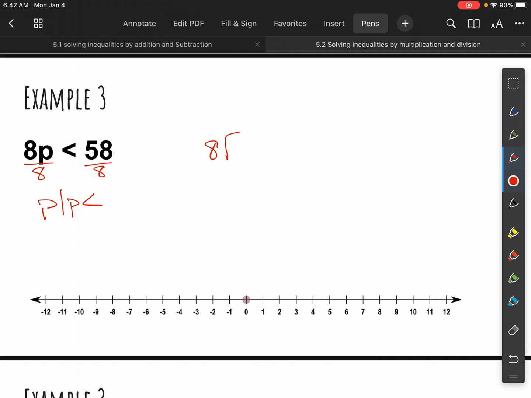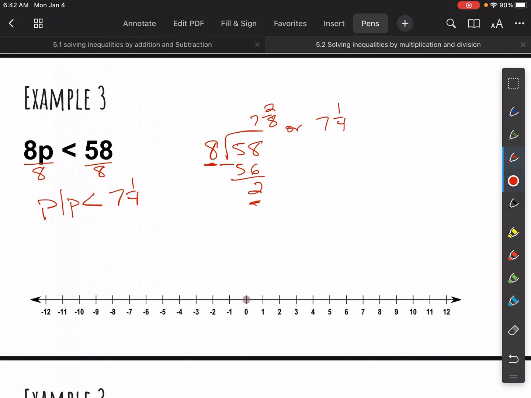Let's take 8 into 58. Okay, 8 goes into 58, I believe 7 times. 7 times 8 is 56. I'm left with 2, so this is the same thing as 7 2/8, right? So there's where I get my 8, that's my remainder. Or that reduced would be 7 1/4. Okay, so the p values where p is less than 7 1/4.